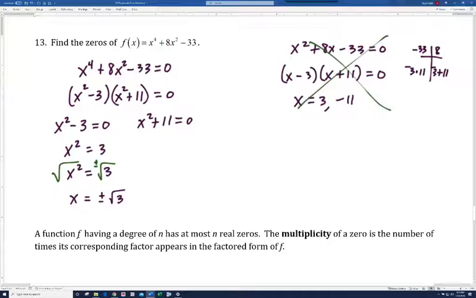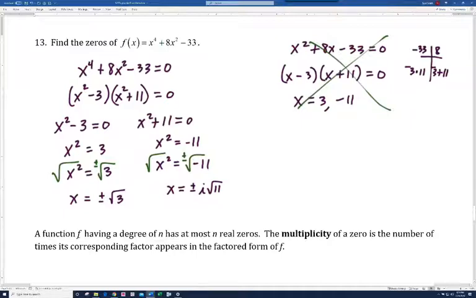So now let's solve x squared plus 11 equals 0. We'll subtract 11 from both sides, and we get x squared equals negative 11. Now I'm going to take the square root of both sides. Again, don't forget the plus or minus. And we know the square root of negative 11 is going to be imaginary. We need to pull out an i. And so we're going to get x equals plus or minus i times the square root of 11.